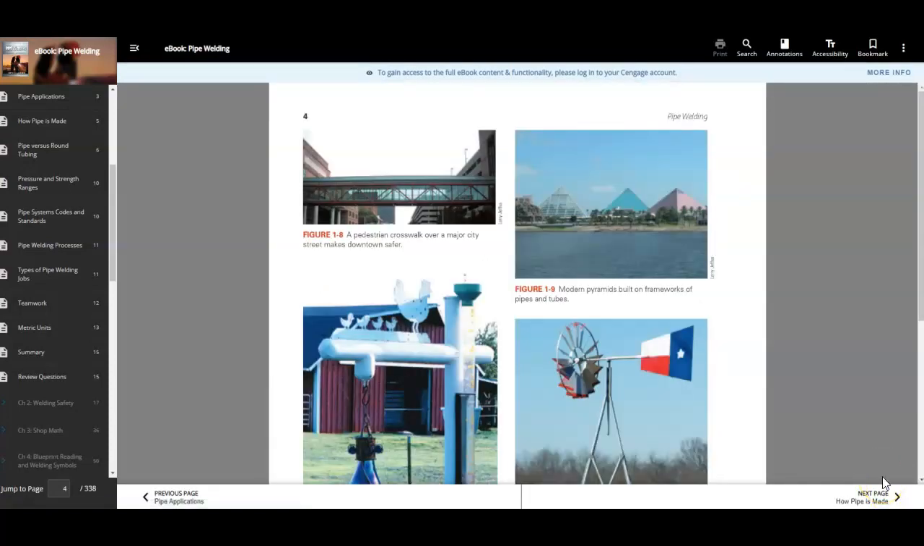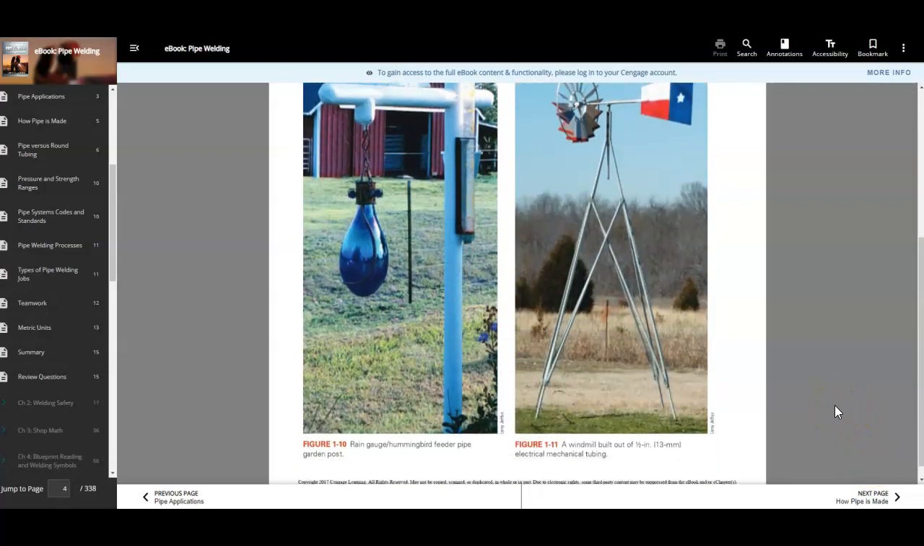A pedestrian crosswalk over a major city street makes a downtown safer. Modern pyramids built on frameworks of piping and tubes. Rain gauge or hummingbird feeder, pipe garden posts, and a windmill built out of 1/2 inch electrical mechanical tubing.